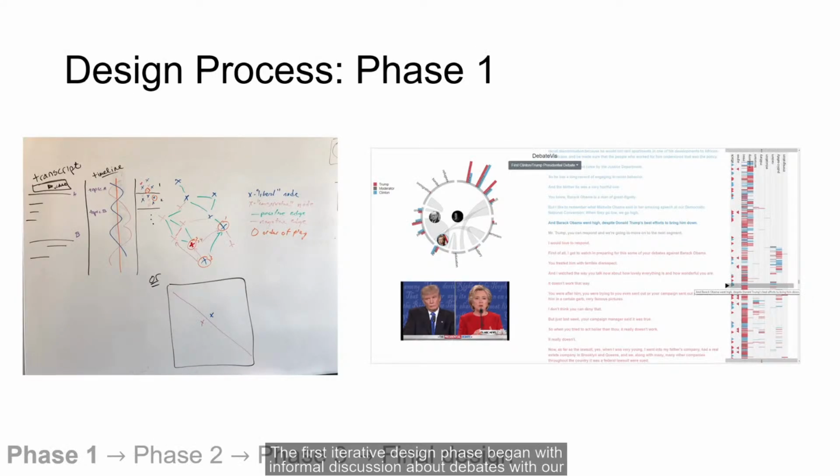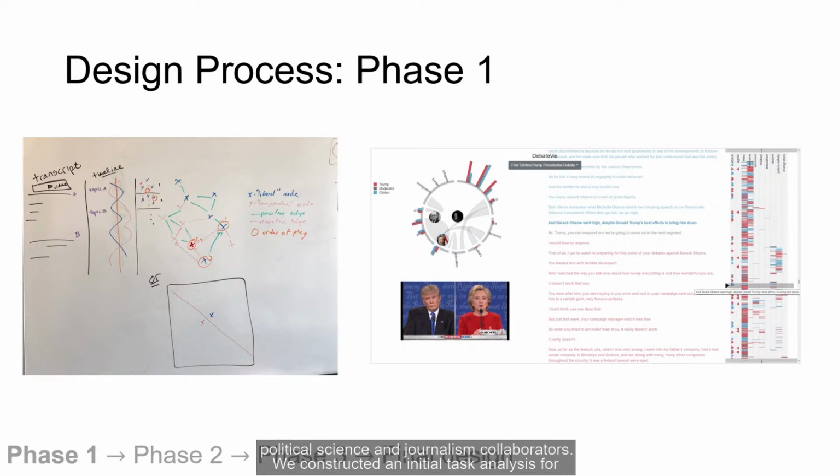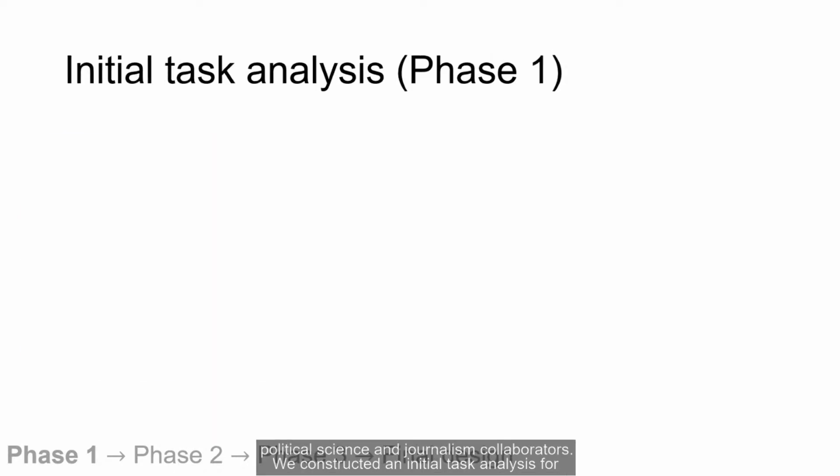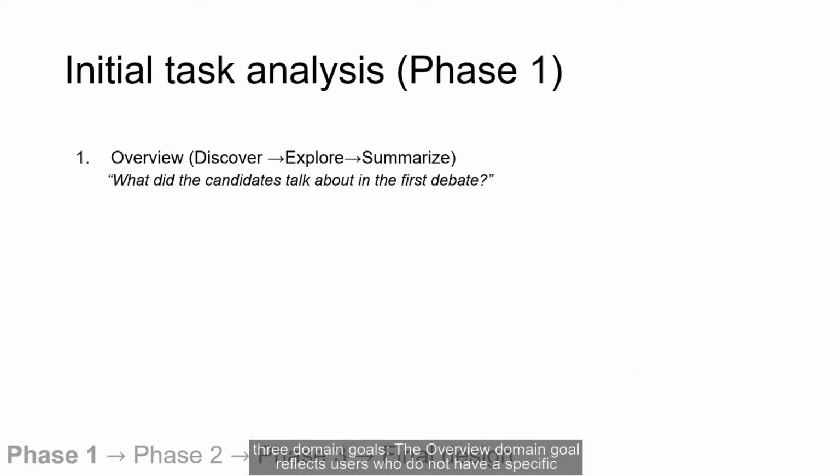The first iterative design phase began with informal discussion about debates with our political science and journalism collaborators. We constructed an initial task analysis for 3 domain goals. The overview domain goal reflects users who do not have a specific interest in candidates or topics and want to explore the debate at large.